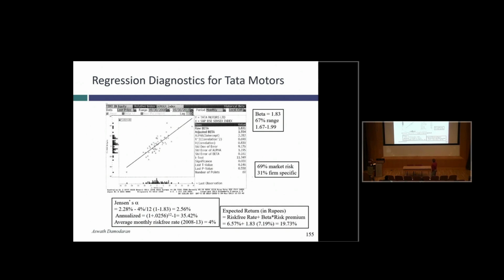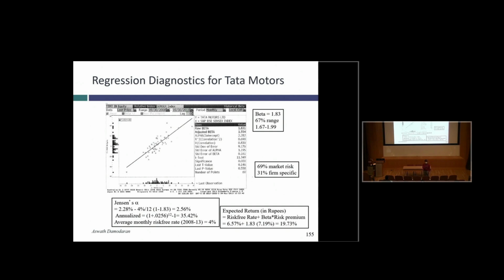To the extent that I trust the R squared, 69% of the risk in Tata Motors comes from the market, and 31% is company specific, or firm specific. My Jensen's alpha, my intercept, is 2.28%. The average risk-free rate on a monthly basis in India during the 5 years of this regression was 4%, and I divide by 12 because I use monthly returns. Incidentally, if you're doing weekly returns, don't divide by 12, divide by 52. You want weekly returns and the weekly risk-free rate. So my Jensen's alpha here is 2.56% a month.